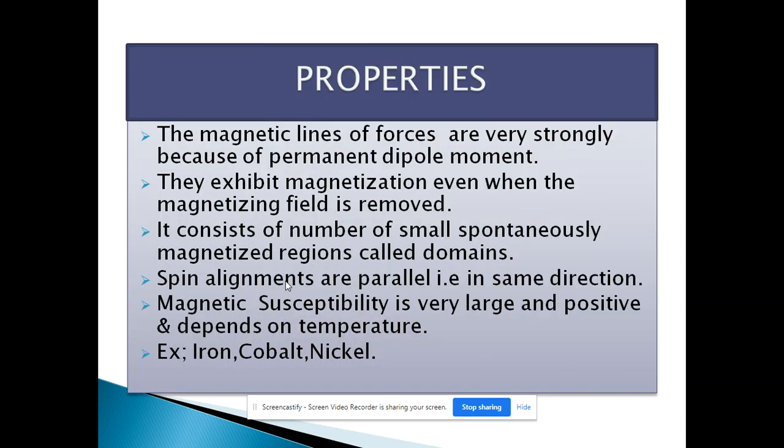Some of the properties: the magnetic lines of force are very strong and they exhibit magnetization even in the absence of a magnetic field. It consists of a number of small spontaneously magnetized regions, called domains, and the spin alignments are parallel and in the same direction. The chi value is very large and positive and it depends upon the temperature. Examples are iron, cobalt, and nickel.